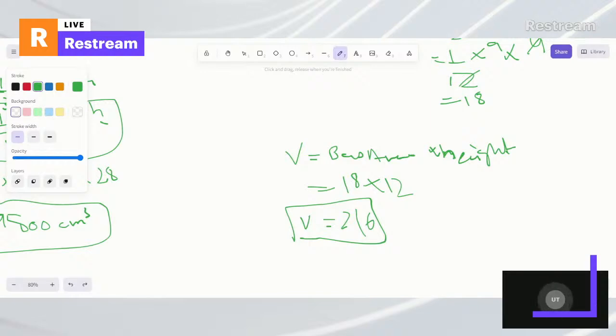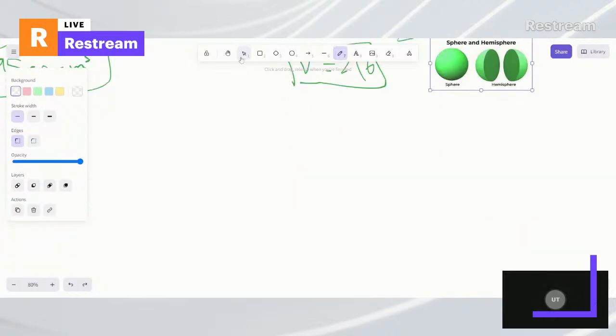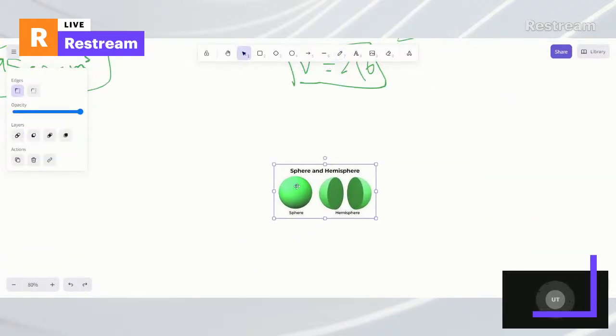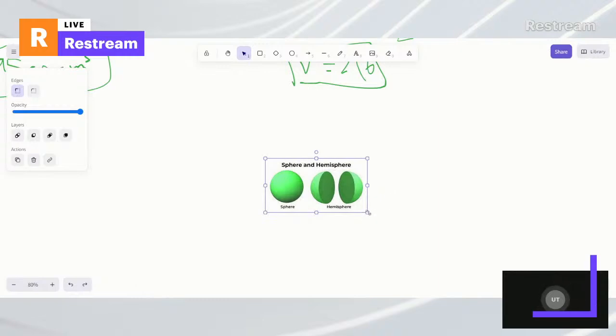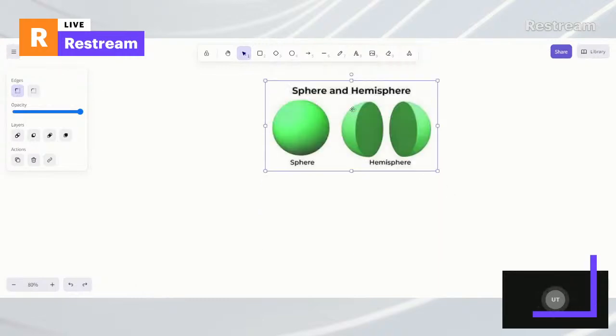Now there are two more figures left. They are called spheres and hemispheres. So what's the difference between the two? A sphere is a ball, a circular ball, right? And a hemisphere is half of that circular ball. So this is going to be the hemisphere, and this is the full sphere.